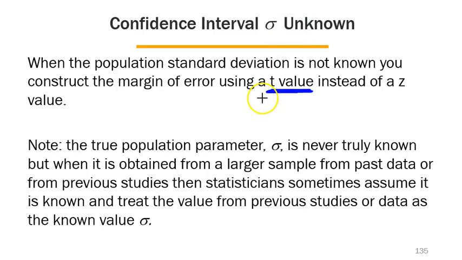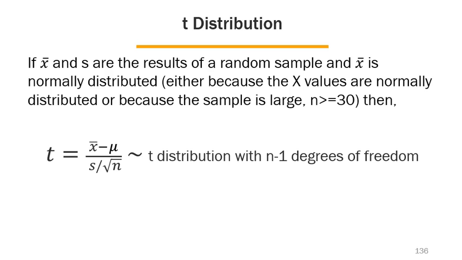But here we'll consider examples where we're going to use a t value. So we're going to look at the t distribution and see what that is here. So if x bar and s, so s is the sample standard deviation, are the results of a random sample, and x bar is normally distributed, either because the x values are normally distributed or because the sample is large. So go back to the central limit theorem and its implications. So let's think about the sample size being at least 30.